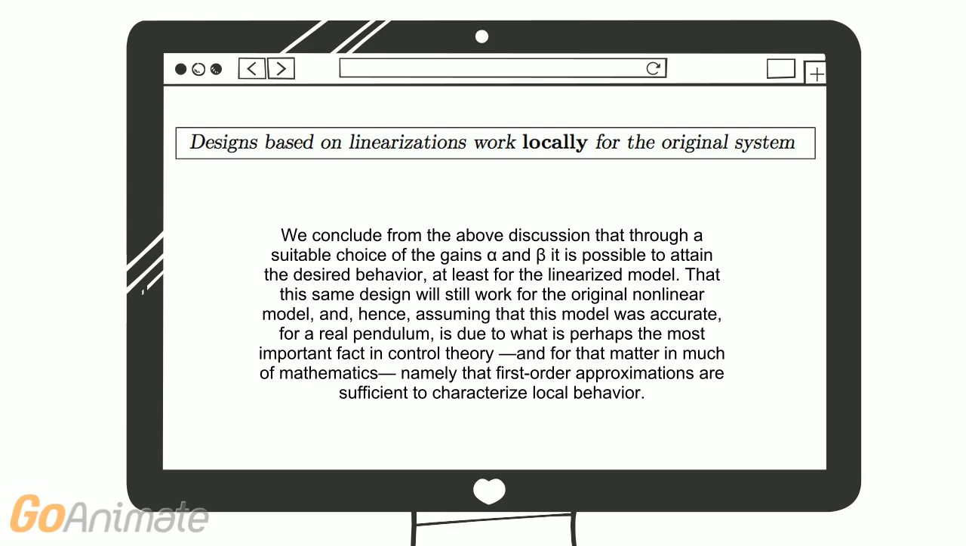That this same design will still work for the original nonlinear model, and hence, assuming that this model was accurate, for a real pendulum, is due to what is perhaps the most important fact in control theory and, for that matter, in much of mathematics, namely that first-order approximations are sufficient to characterize local behavior. Designs based on linearizations work locally for the original system.